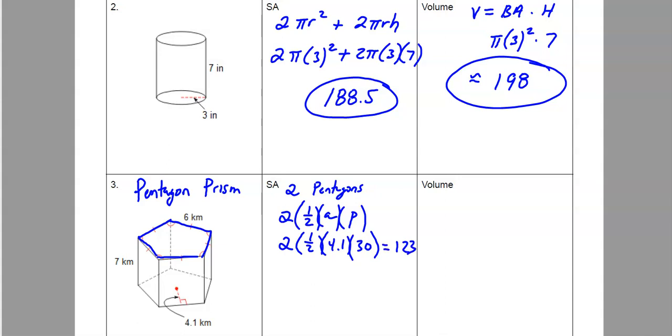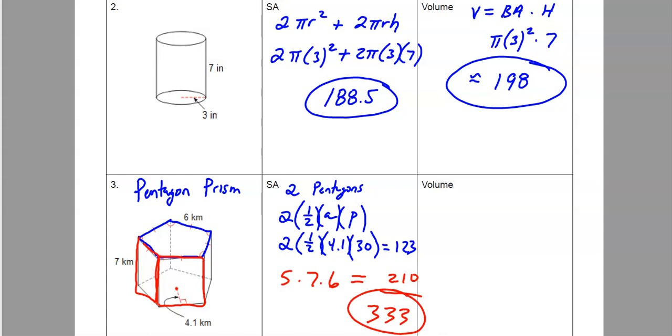And then we have the 5 walls. You got your lateral area, which a couple different ways. You could just multiply it by 5 if you want. 5 times, and every wall is a 7 by 6. So 5 42s, which would be 210, for a grand total of 333. That's the total surface area.